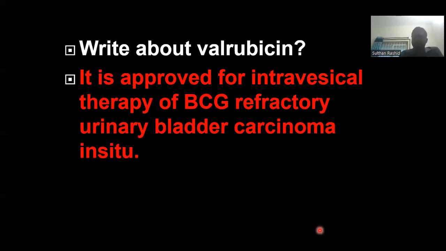Now we can discuss the drug called Daunorubicin. What is the drug of choice for urinary bladder carcinoma in situ? We used to give intravesical therapy of BCG. You know BCG? Bacillus Calmette-Guerin. We give it intravesically for the treatment of urinary bladder carcinoma in situ. In case of resistance, we used to give Daunorubicin. So for BCG-refractory urinary bladder carcinoma in situ, we give Daunorubicin.